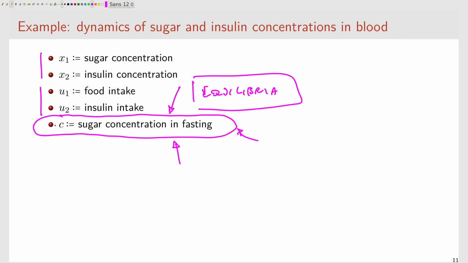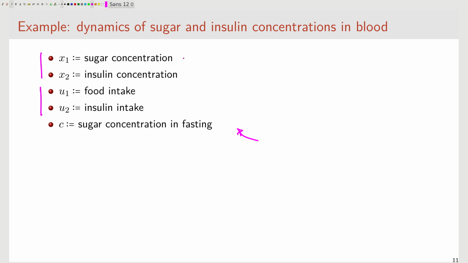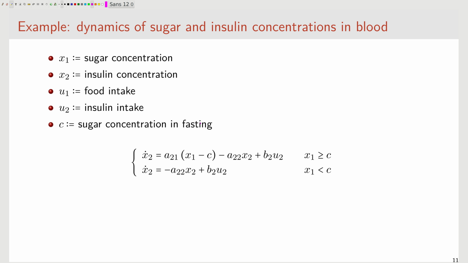And let's say that this is just a parameter that helps us define the state space model in a good way. The first part of the state space model looks like this. Notice that we still have a first order differential equation that connects one state to the other states and the inputs.